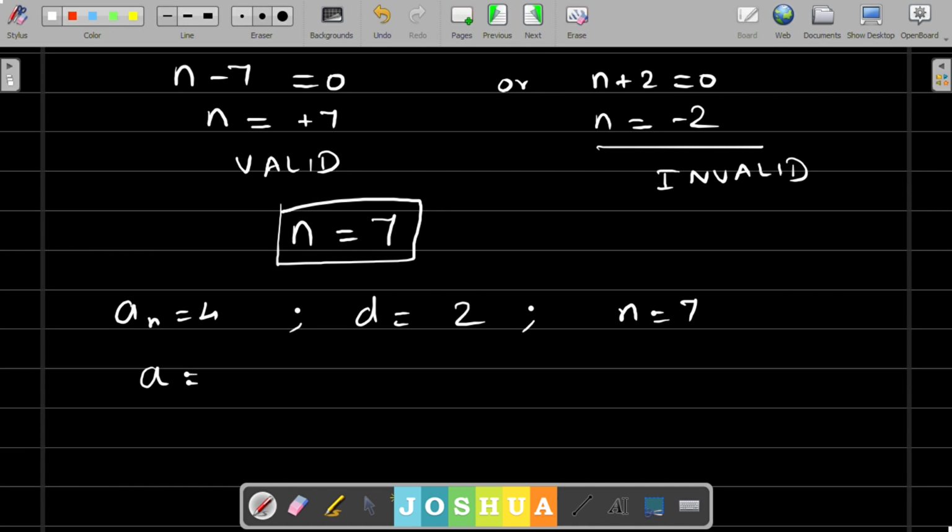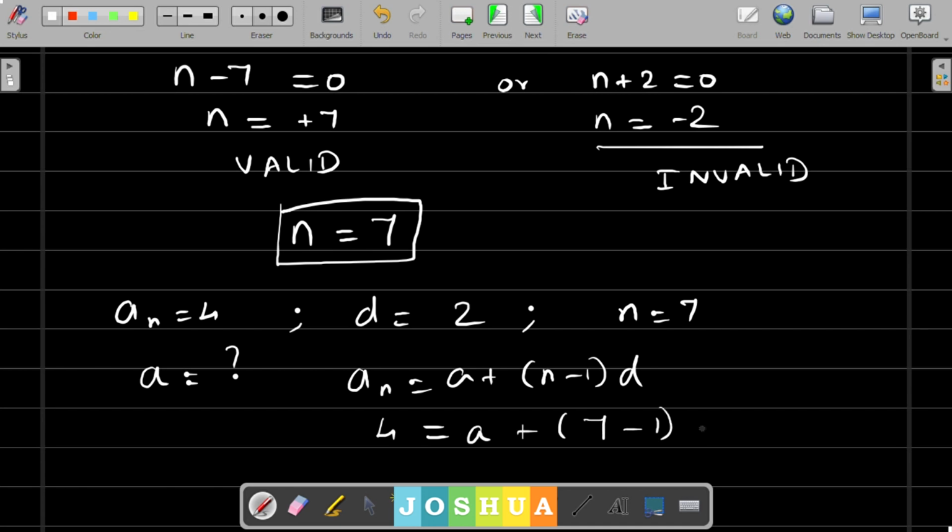Sn equal to n by 2 times a plus an, that formula also you can try. Both will give the same answer. I'm going for the very simple one. The formula is an equal to a plus n minus 1 times d. What is the value of a? That only I am going to find now. What is the value of an? 4. And what is the value of n? We got 7, and d is 2. So now this equation becomes 4 equal to a plus 6d, 6 into 2.